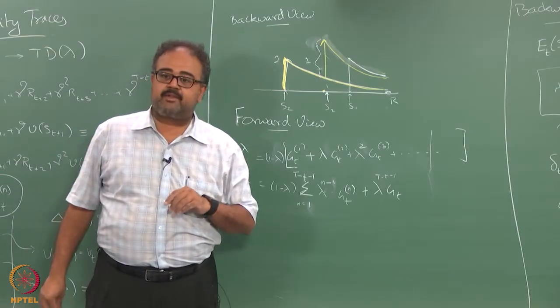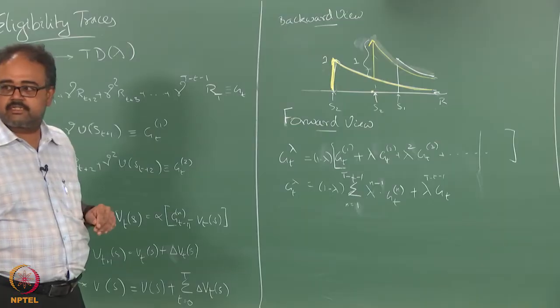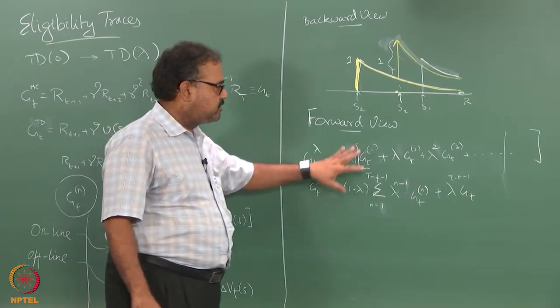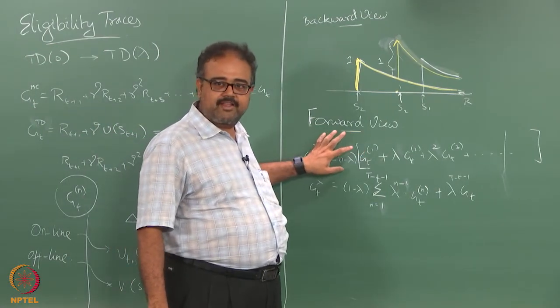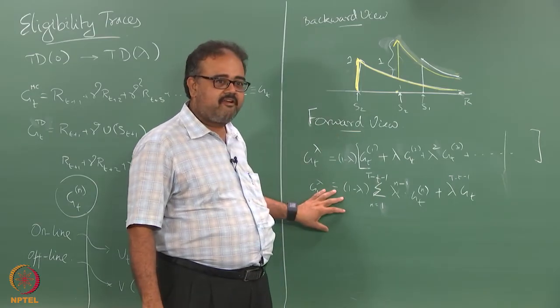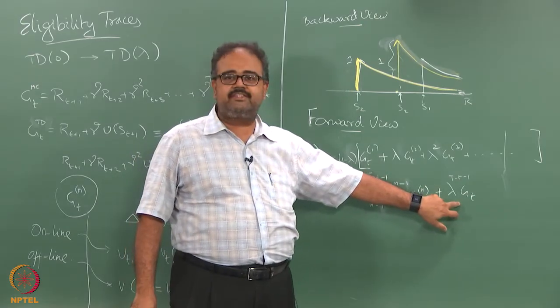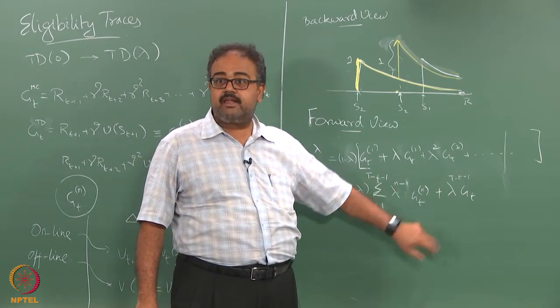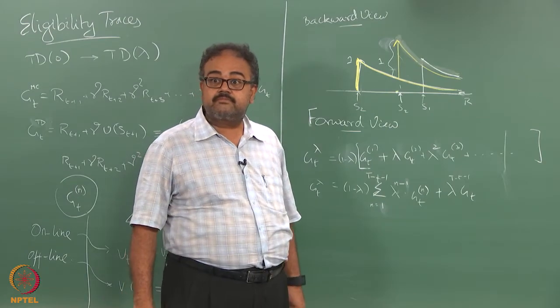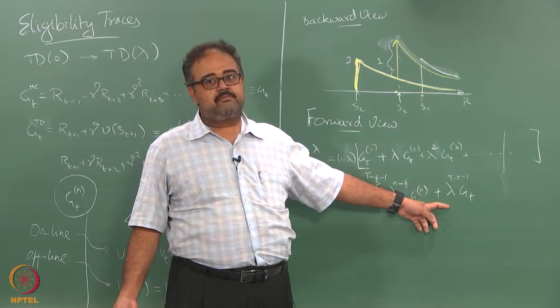What happens if we make lambda 1? Don't look at this term; if you look at this, it makes a 0. But look at this: the first term will go to 0 if lambda is 1. All you will be left with is G_t, the full return. So it becomes Monte Carlo.